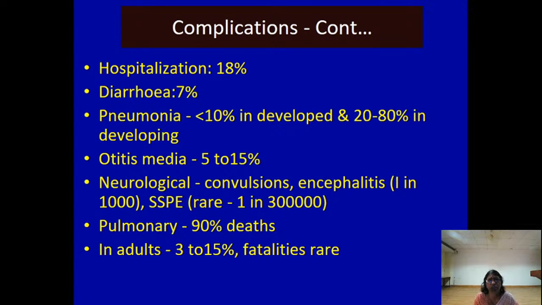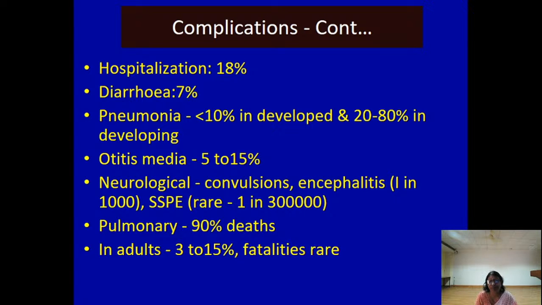Then I'll just give the figures. How many are hospitalized? Usually what percentage are hospitalized? It is the 18%. And diarrhea, 7% of them. Then pneumonia, in developed countries it is less than 10%. But in developing, like India and all, I was telling, it may go up to 80%. Then otitis media is up to 15%. Neurological encephalitis, which I said it is very rare, it is 1 in 1000.